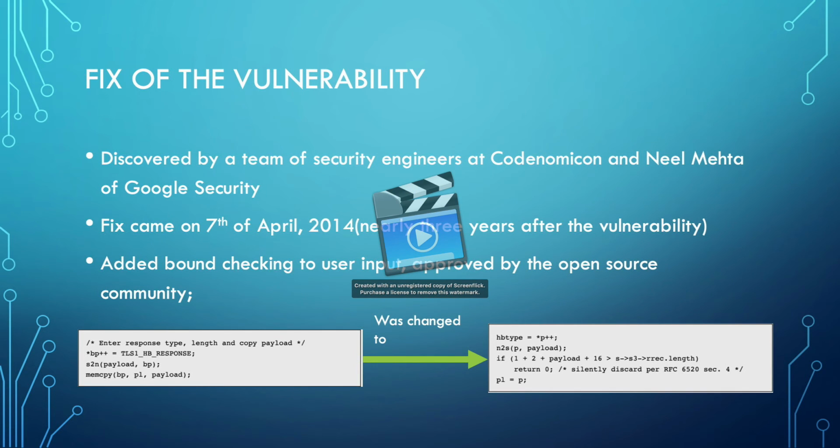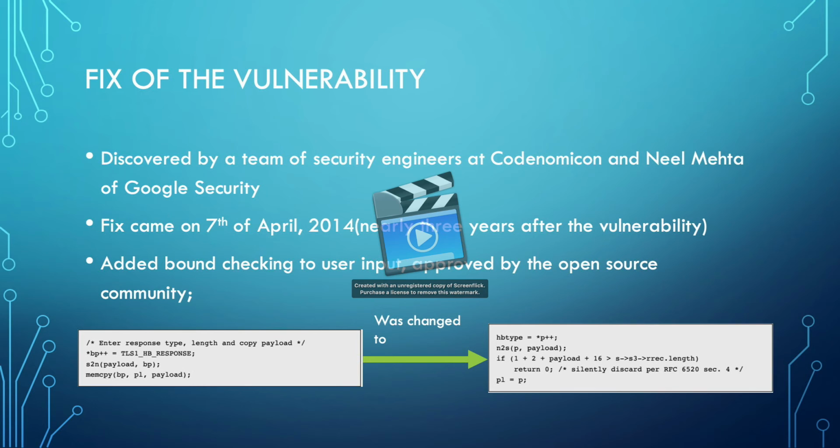So the fix of the vulnerability, and I'm assuming this is where your affiliation comes in the most, as you're working at Codenomicon, and this vulnerability was discovered by a team of security engineers at Codenomicon and Neel Mehta of Google Security. So the fix came on the 7th of April 2014. It's about 3 years after the vulnerability was introduced. And the fix, as we can see here, is adding bounds checking to user input, basically sanitizing it. And then the solution was approved by the open source community.